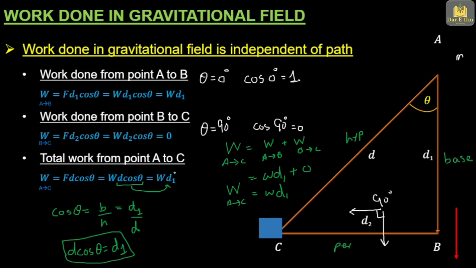So finally you can see that the work done in both the direct and indirect path is the same. Hence it is proved that the gravitational field is conservative. In the next lecture we will see how the work done due to the gravitational field in a closed path is zero. So this was our today's lecture.